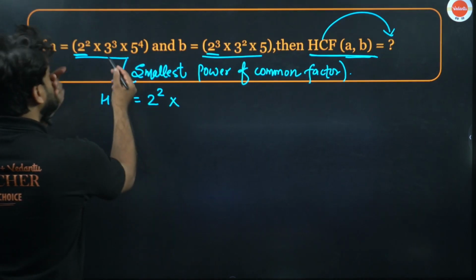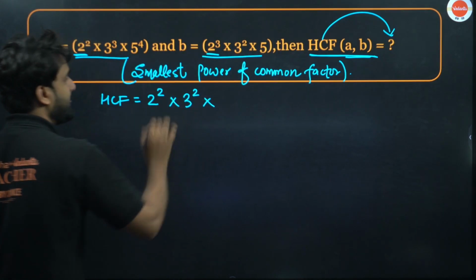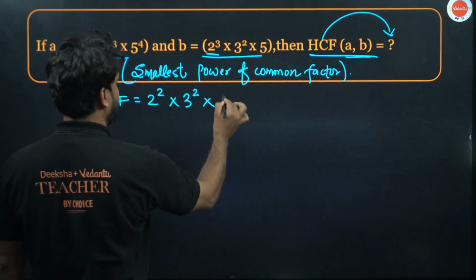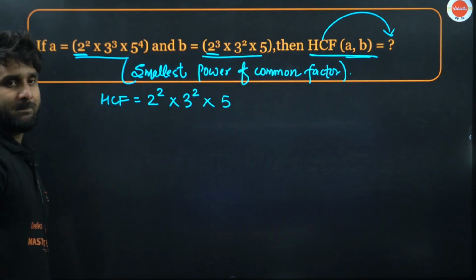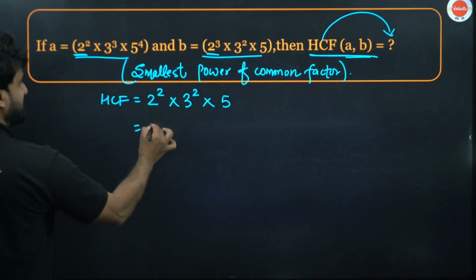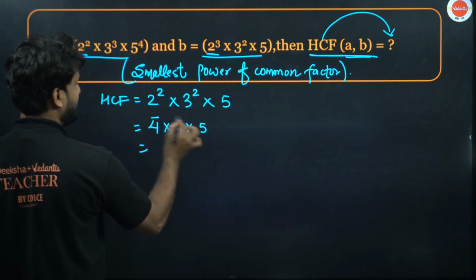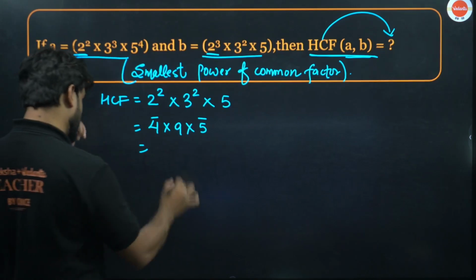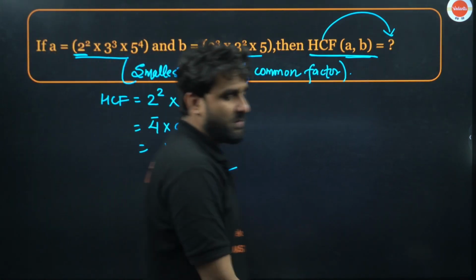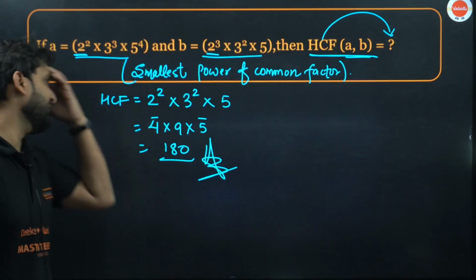Now for 3 to power 3 and 3 to power 2, 3 to power 2 will be present in both. 5 to power 4 and this is 5 to power 1, so only 5 to power 1 will come. Right? Smallest power. So now calculate. 2 times 2 is 4, 3 times 3 is 9 and this is 5. 5 times 4 is 20. 20 into 9 will be 180. This is the answer. 180 is the HCF of the given numbers. Clear, everyone?